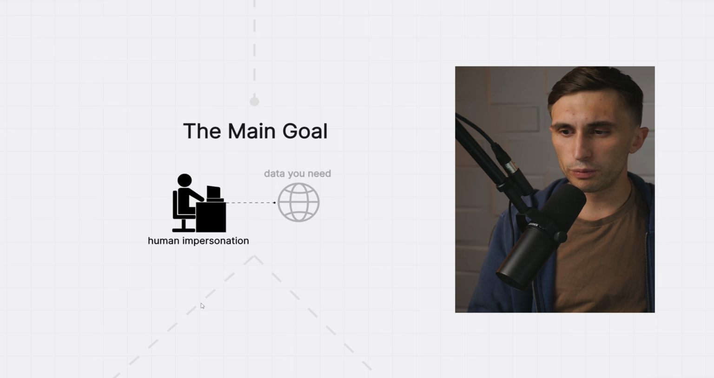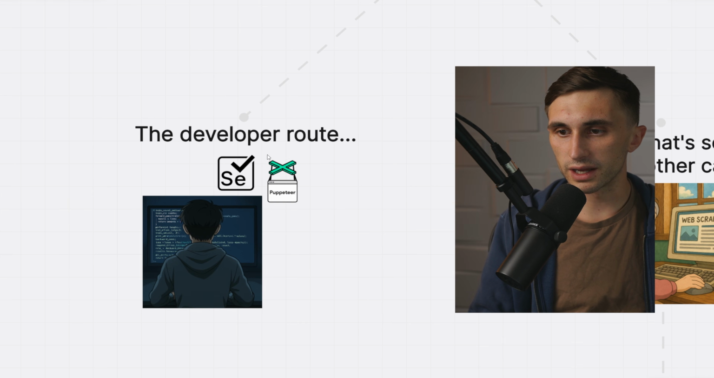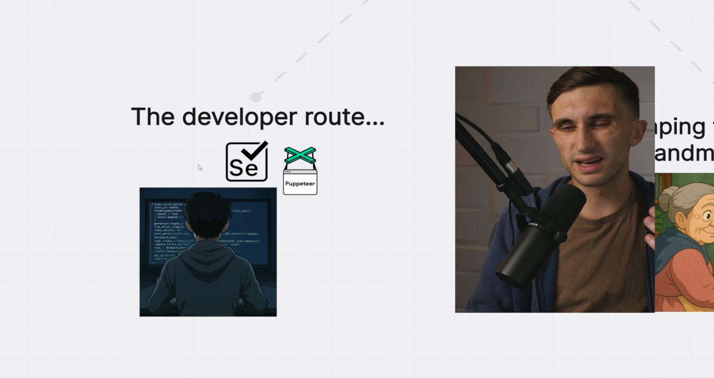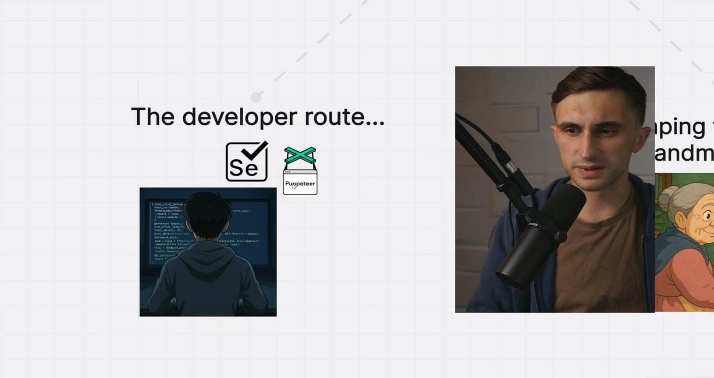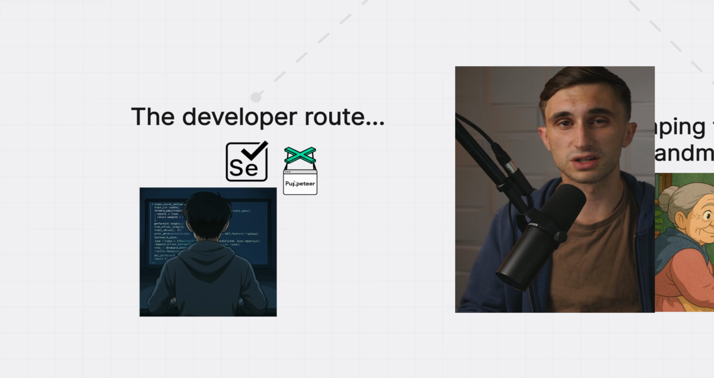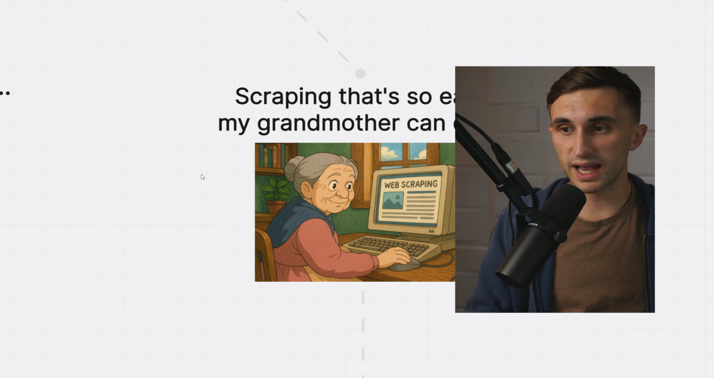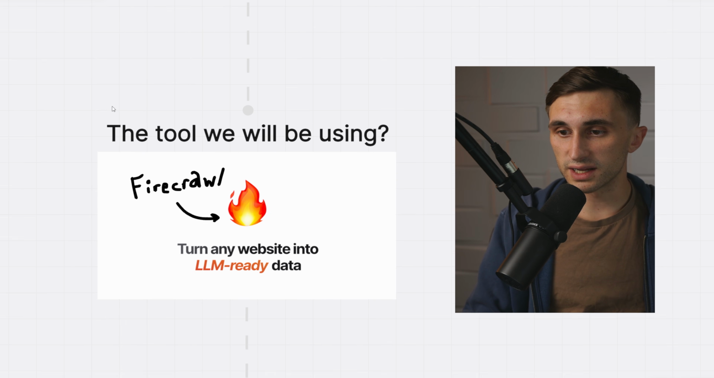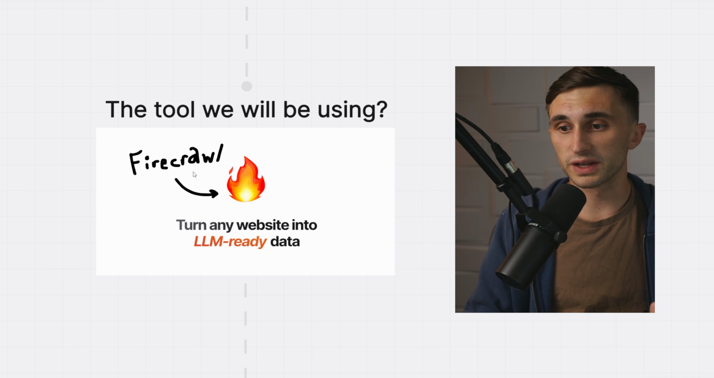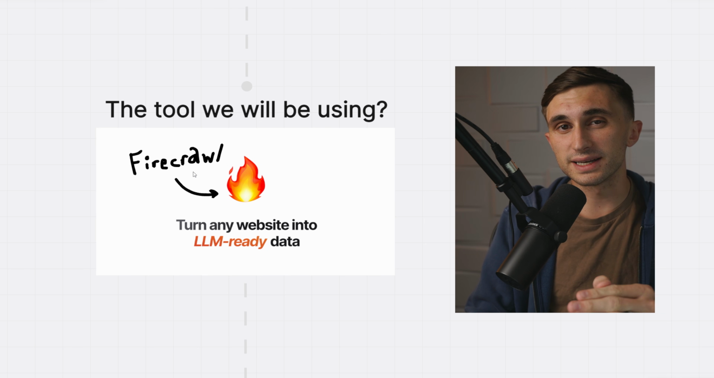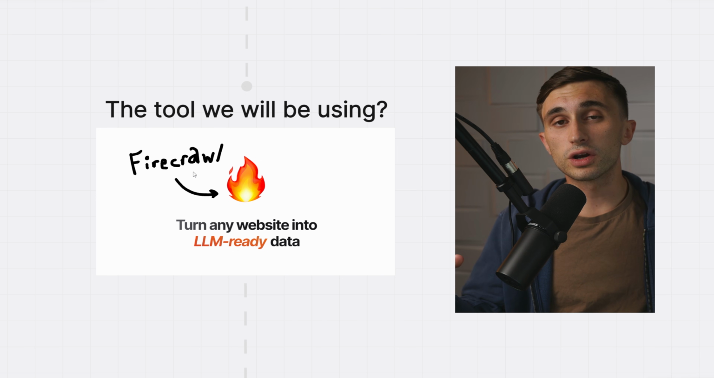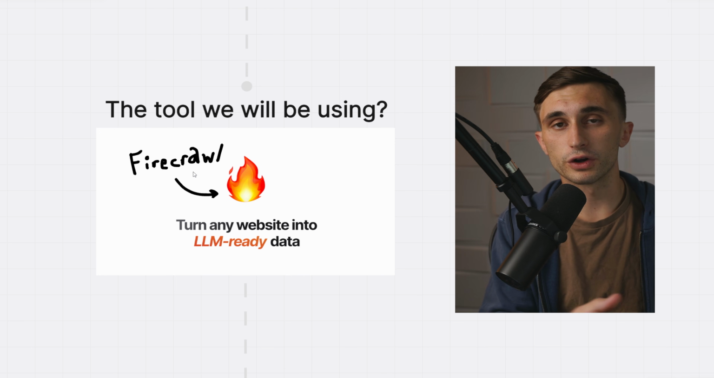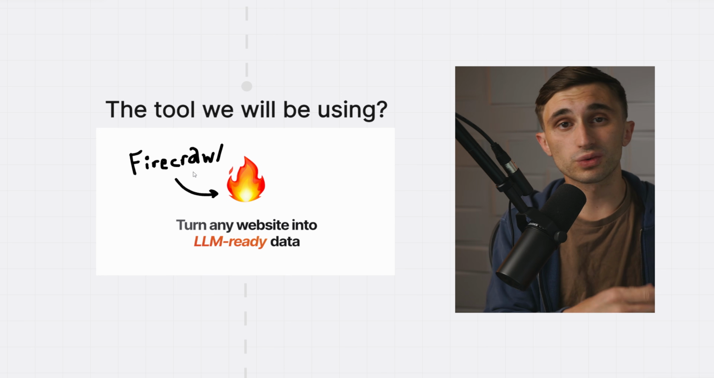Now, there are kind of like two paths that you can take with this. The first route that a lot of people are going to take is the developer route, where you need to be a developer, you need to have experience with things like Selenium or Puppeteer, you need to write your own Python programs to do this sort of thing. But what I'm going to show you today is scraping that's so easy that my grandmother can do it. So in order to do that, we're going to be using a tool called Firecrawl. And what Firecrawl does is it allows you to turn any website data into LLM ready data. So you can go grab that information off of the internet, bring it back into your automation, and it's ready to go for your AI agent just like that. Or you can just run a traditional automation.